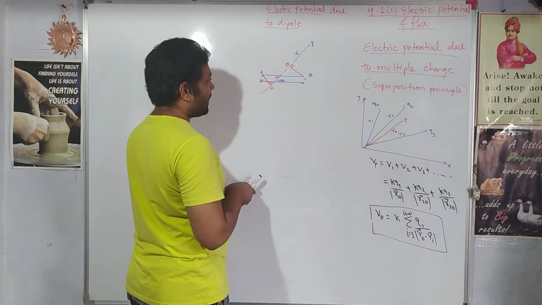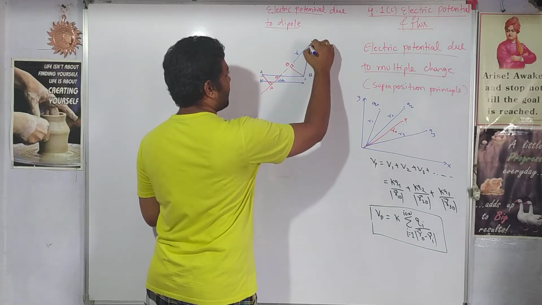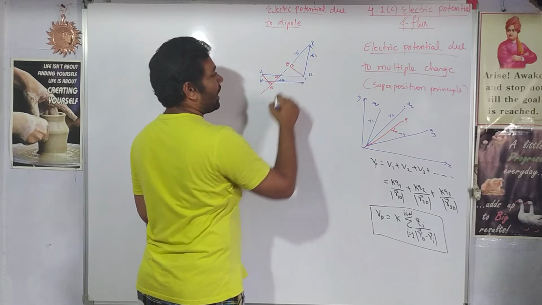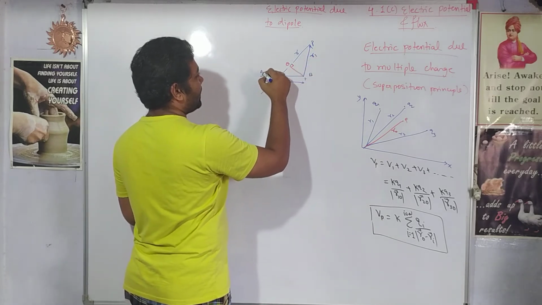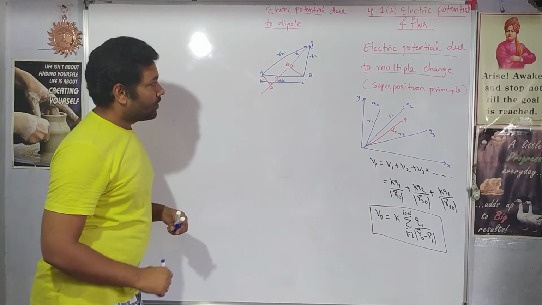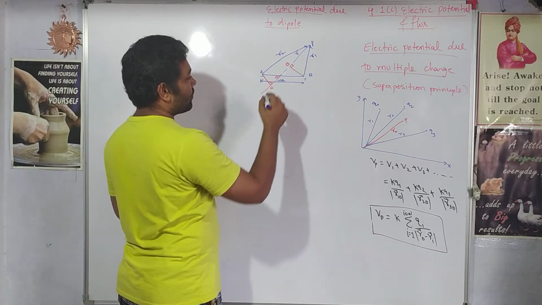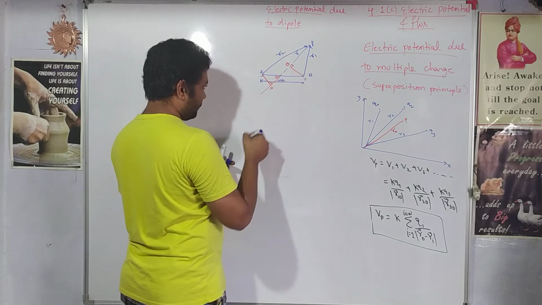So here let us say B has a position vector R1 and A has a position vector R2, right? Now, as per these calculations, what is this distance OQ?